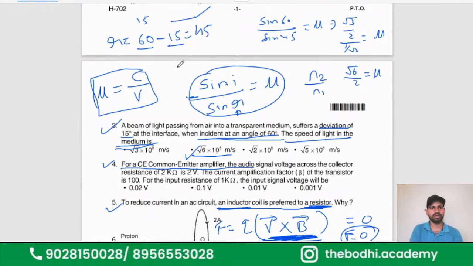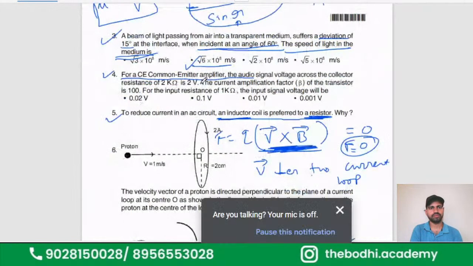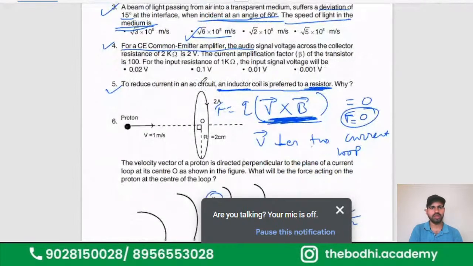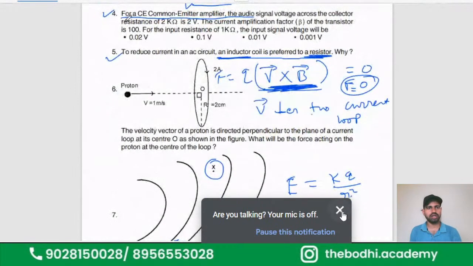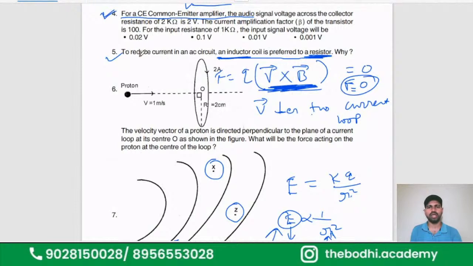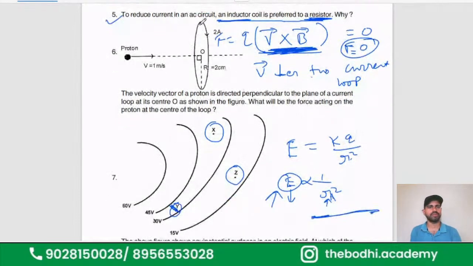All right. Next question. The next question is about transistors. We don't have transistors in the syllabus. It's removed this year. So we will not go for this. We will do the next question here.